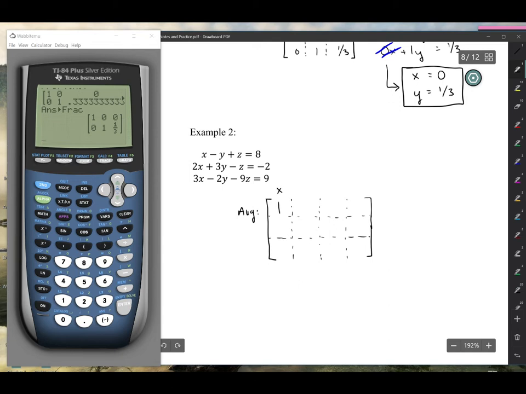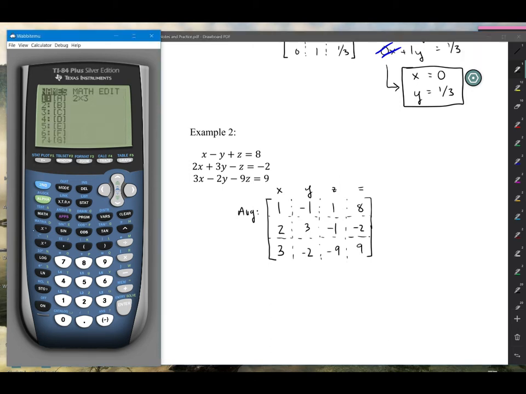Coefficients of x: 1, 2, and 3. Coefficients of y: -1, 3, -2. Coefficients of z: 1, -1, -9, and the equal to: 8, -2, and 9. So that is what we'll put into our calculator. I'm just going to re-edit matrix A, and we can just make it a 3 by 4 and rewrite over the cells.